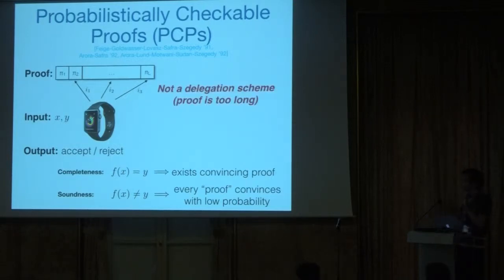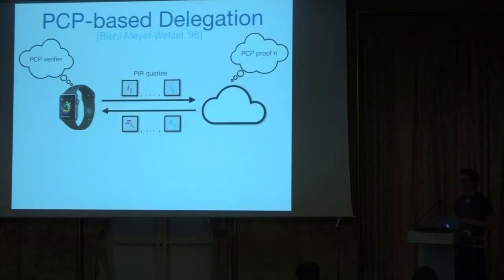But yeah, so far this sounds like a delegation scheme, but it's really not, because the proof string is very long. The verifier doesn't even have time to receive this entire proof string. However, you can use a probabilistically checkable proof to construct a delegation scheme, at least heuristically. And the basic idea is that instead of just having access to a string, the verifier will ask the prover to provide whatever symbols the verifier is interested in.